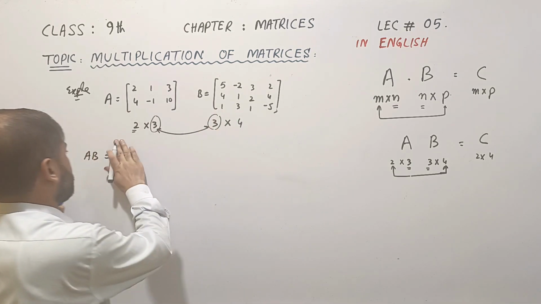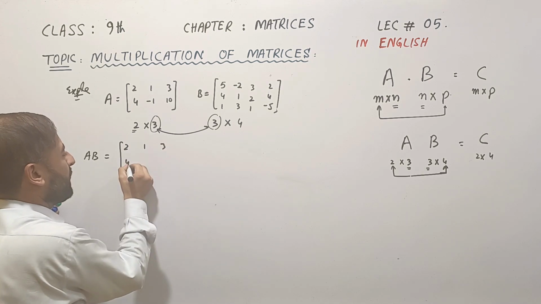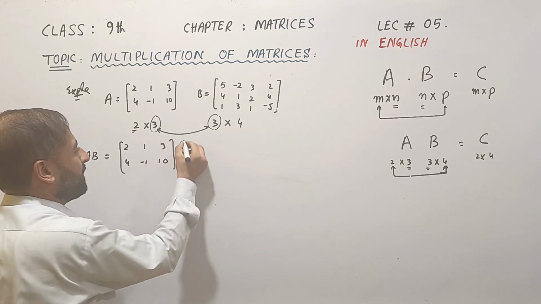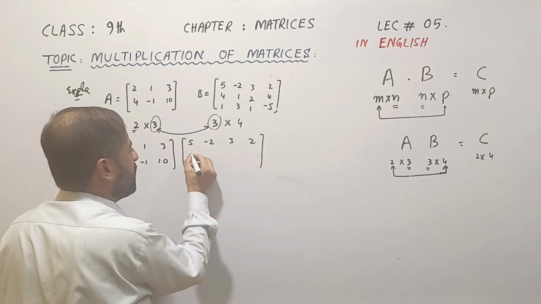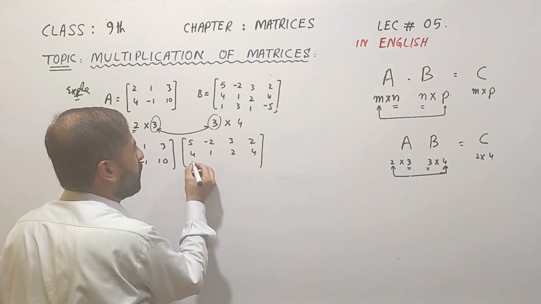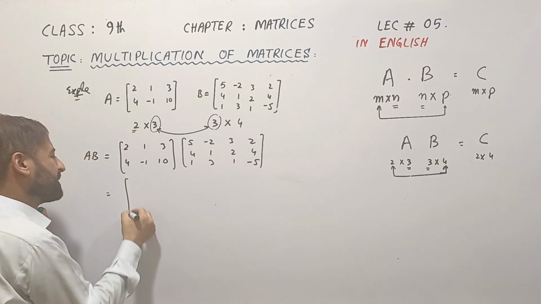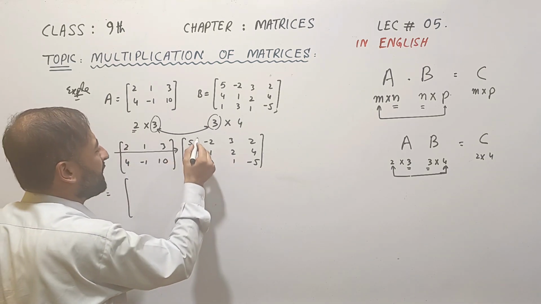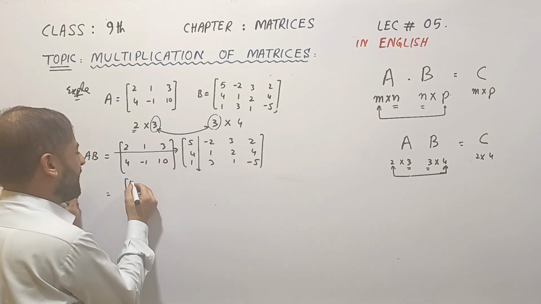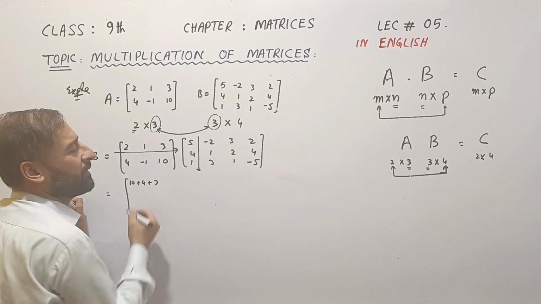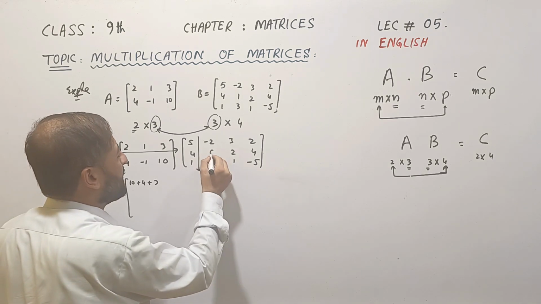Multiply them. 2, 1, 3, 4, minus 1, 10. This is matrix A. Matrix B: 5, minus 2, 3, 2, 4, 1, 2, 4, 1, 3, 1, minus 5. First multiply first row with first column. 10 plus 4 plus 3. Take one element as 0. Let's take this element 0.